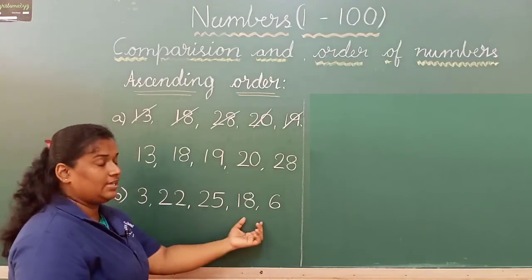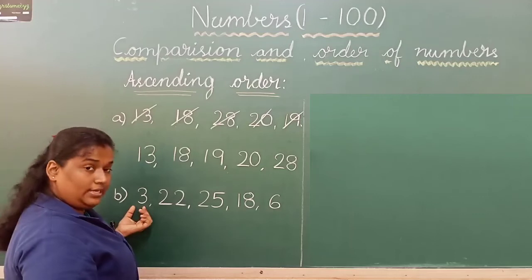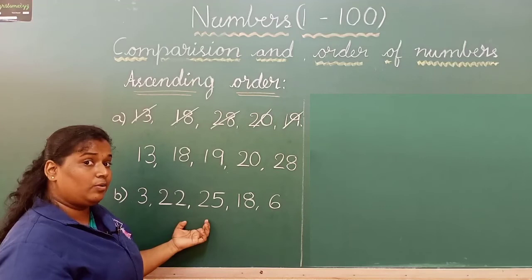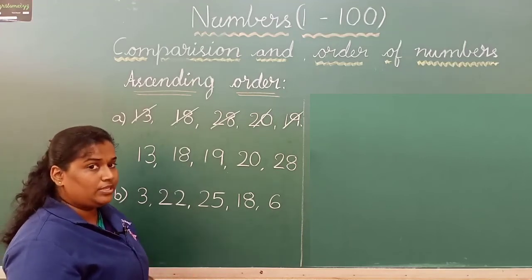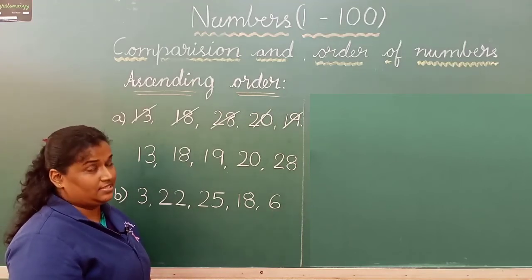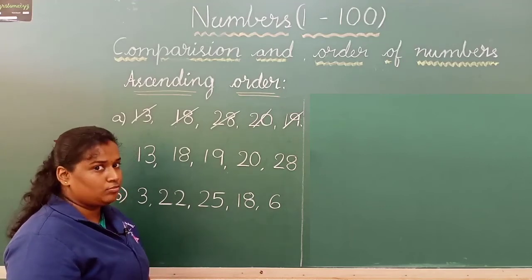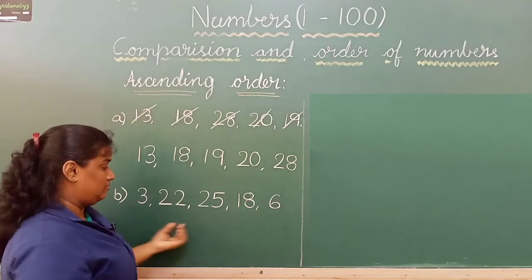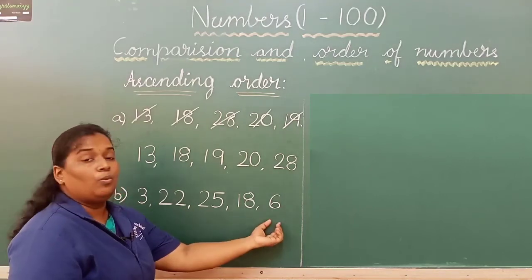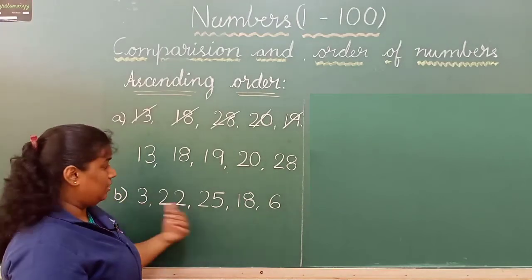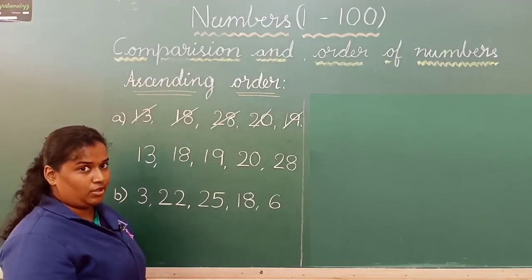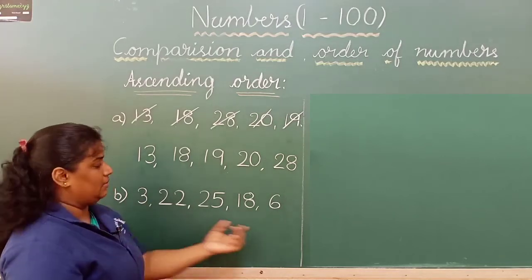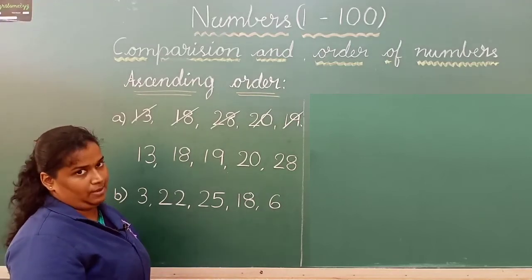If you look at these given numbers, here we have 1-digit numbers and 2-digit numbers. Among 1-digit and 2-digit numbers, which is smaller? Yes, a 1-digit number is smaller than a 2-digit number. So among the given numbers, we have two 1-digit numbers. Among these two, which is smaller? Yes, 3 is the smallest number among the given numbers.